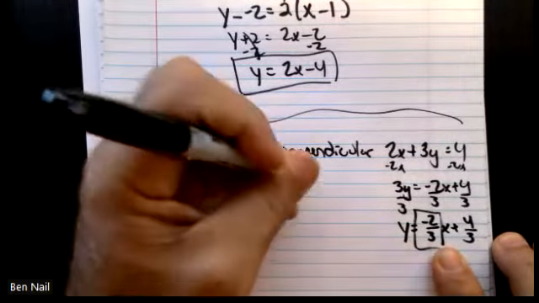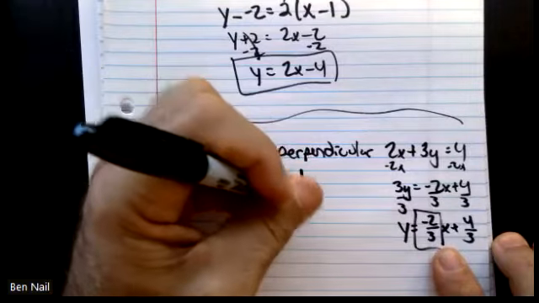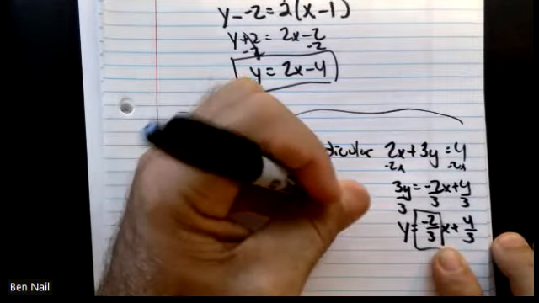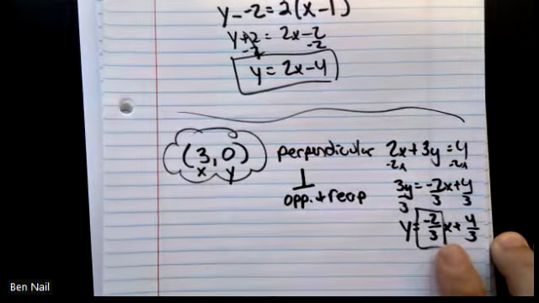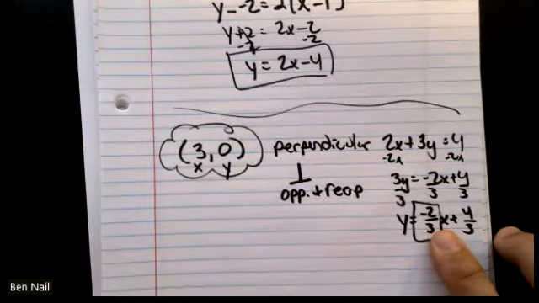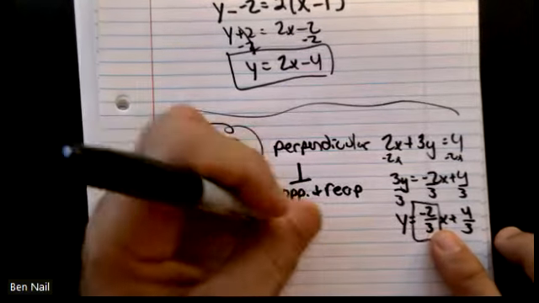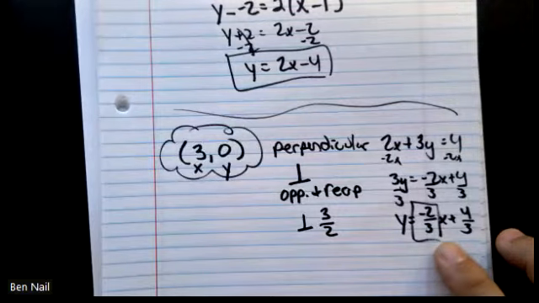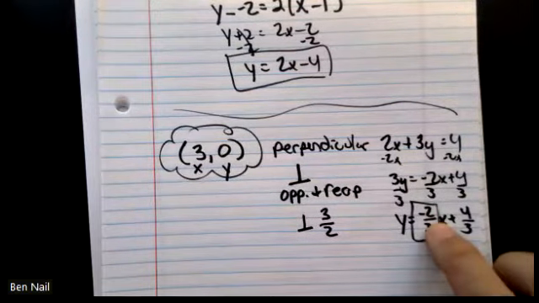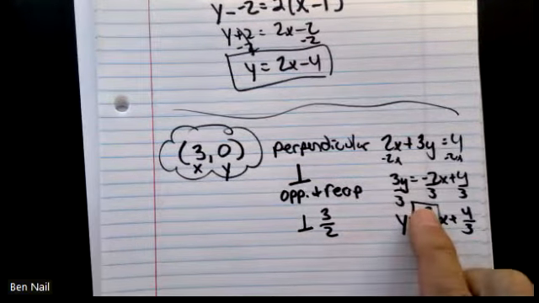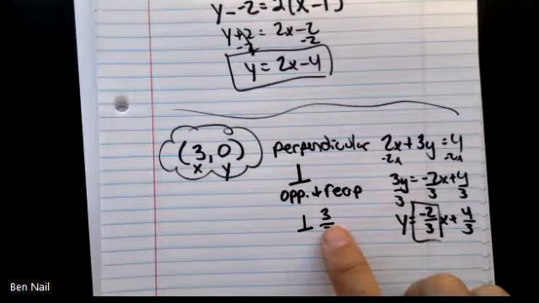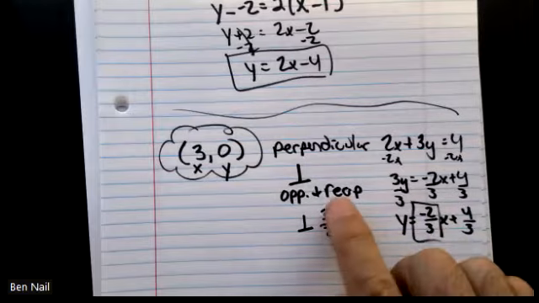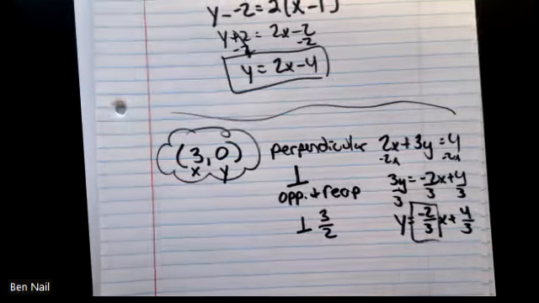And remember, perpendicular means I want to take the opposite and the reciprocal slope. So if this line has a slope of negative 2/3, I'm going to use positive 3/2. Because if this is negative 2/3, my perpendicular line has to be opposite. So if this is negative, this one's got to be positive. If this is 2/3, then I've got to use 3/2.